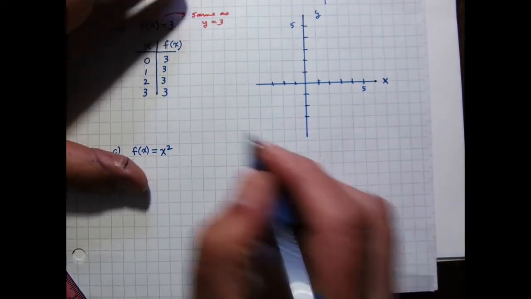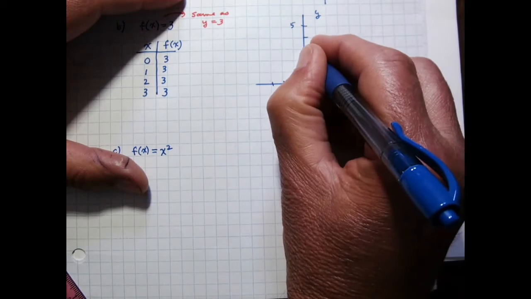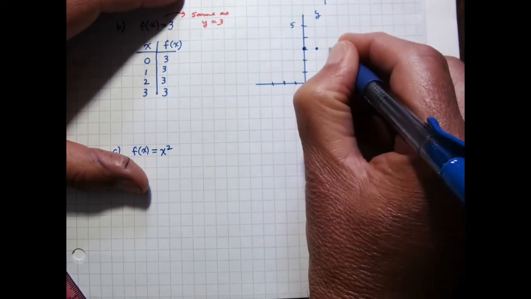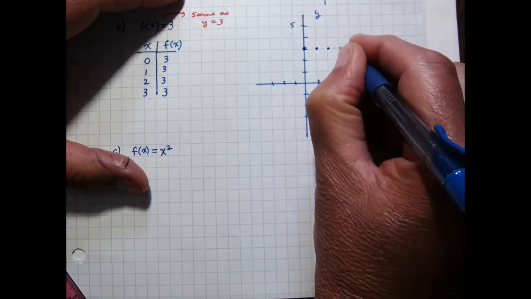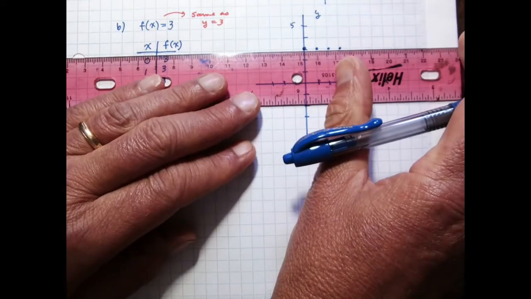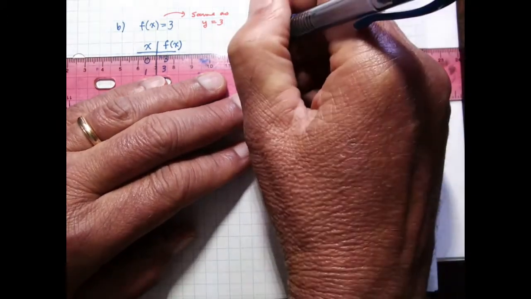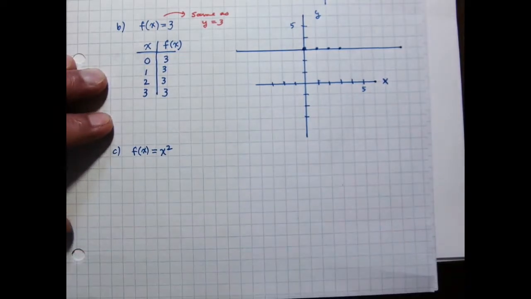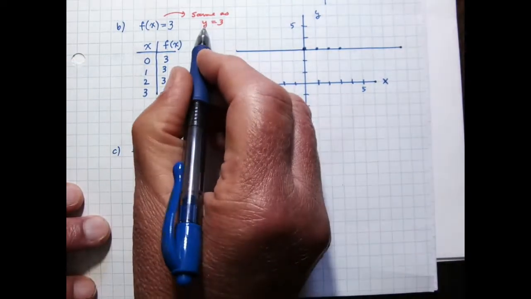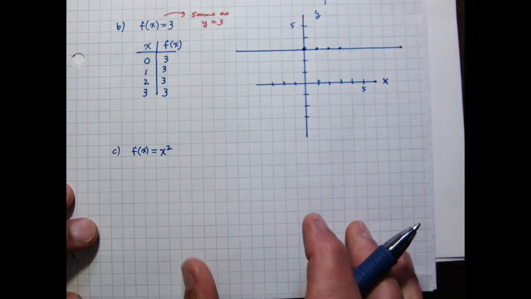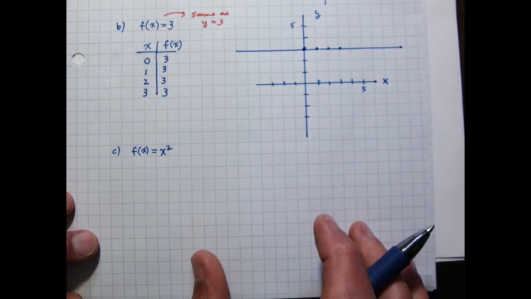And if I plot these points 0, 3, 1, 3, 2, 3, 3, 3, they're lining up. I'm getting a straight line graph. It's a horizontal line graph. Again, also called a constant function. And you may be familiar with the fact that any equation of the form y equals a constant has a horizontal line as its graph.